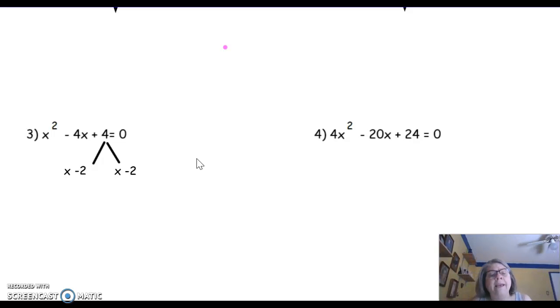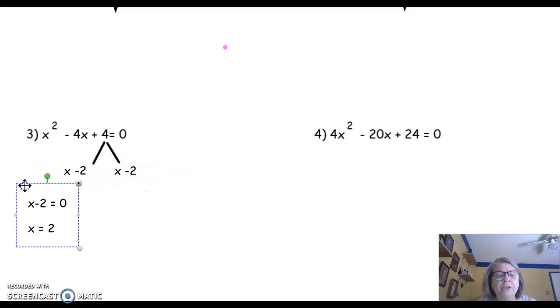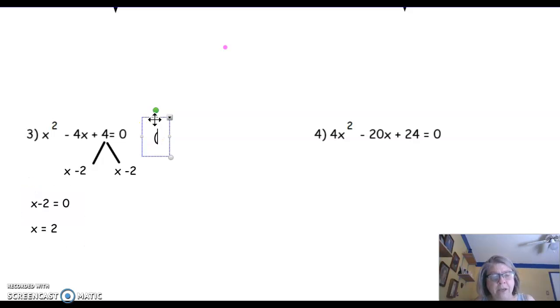So in this case, I'm only going to have one root, because x minus 2, when I set that equal to 0, then I'm going to get that x equals 2. So my solution for this is just one intercept, which is going to be (2, 0). And this one will have the x-intercept on the x-axis, and you're solved.